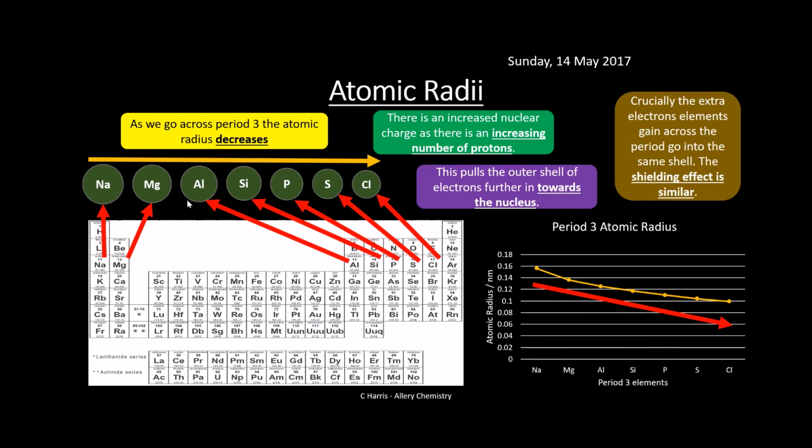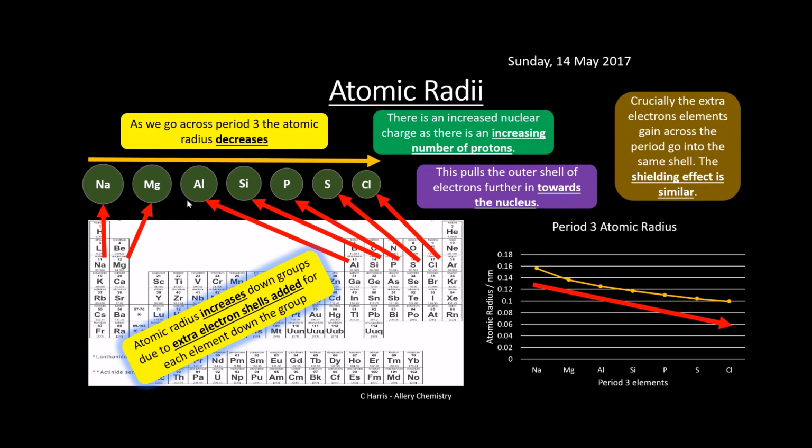But crucially, the extra electrons elements gain across the period go into the same shell. So you've got to make that comment. You've got to say they're going into the same shell. The shielding effect is similar. We need to mention that as well. There's no good just writing you've got more protons. You need to be talking about shielding as well. So make sure you've got both of those aspects in there when talking about it.